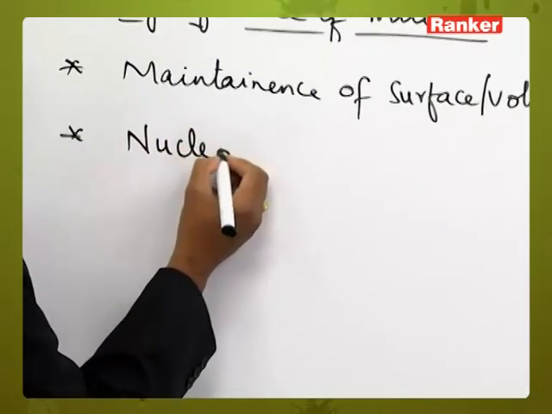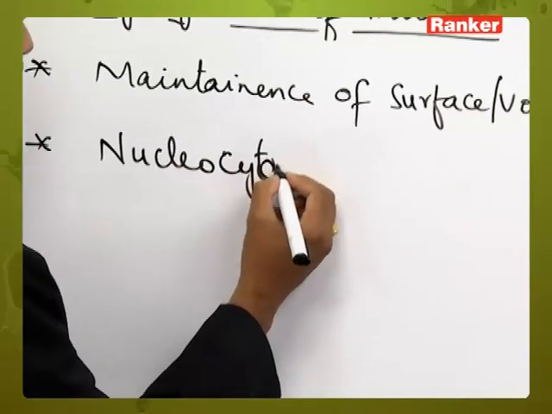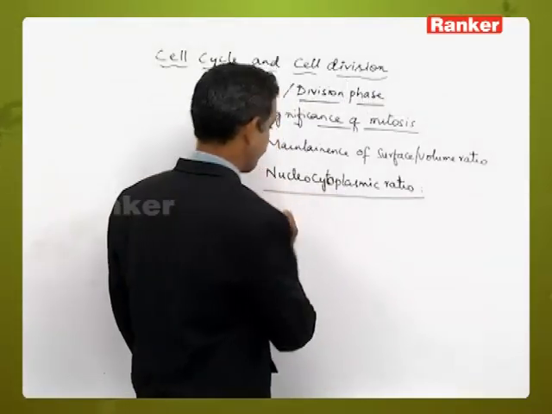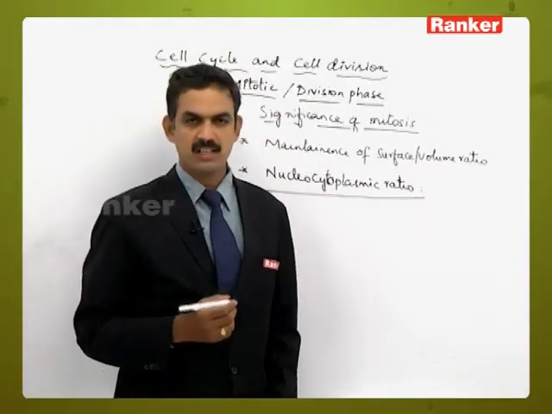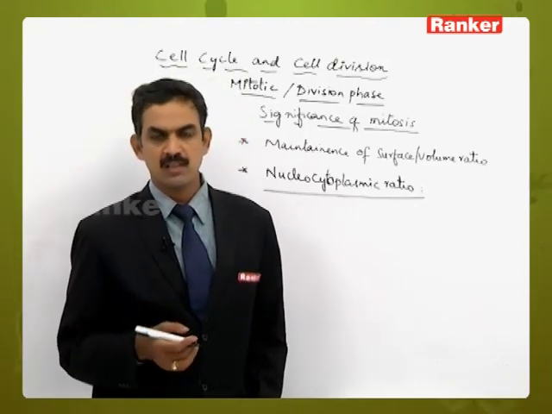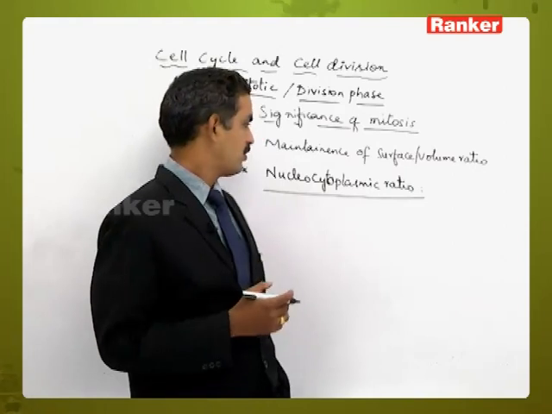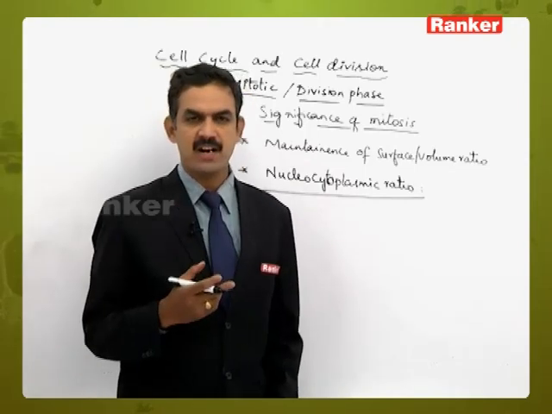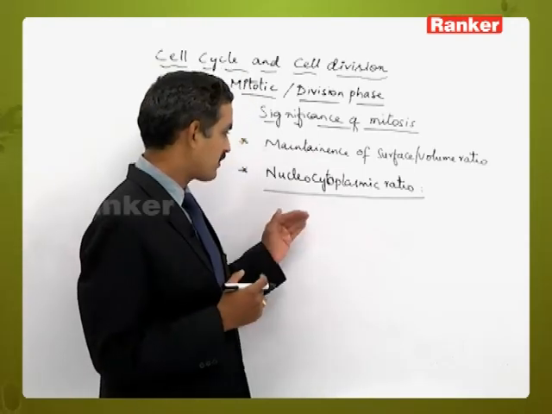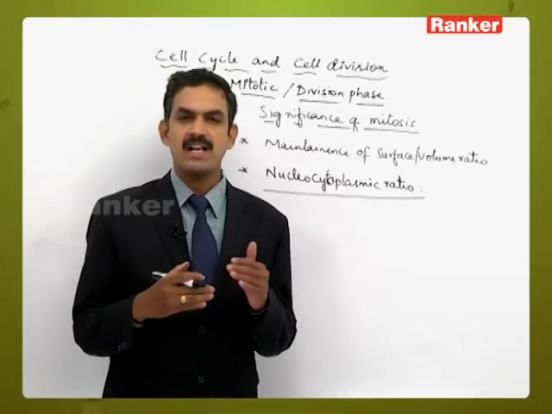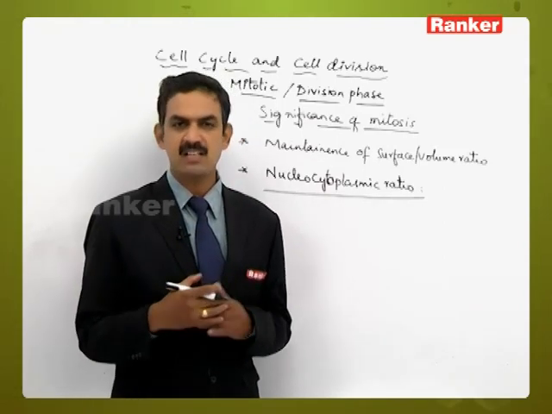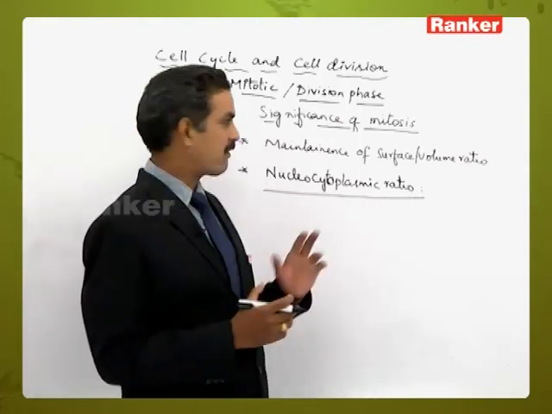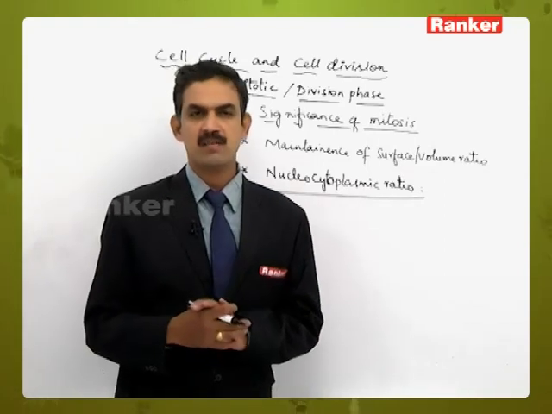Next one is nucleocytoplasmic ratio. Generally the nucleocytoplasmic ratio differs in the smaller cells and the larger cells. The smaller cells generally have a higher nucleocytoplasmic ratio when compared to the larger cells. When the cell is dividing, the size of the cell decreases, so the nucleocytoplasmic ratio increases. Gradually the cell increases in its size and the nucleocytoplasmic ratio is maintained like that of its parental cell. So these are the two other functions related to the significance of mitosis.